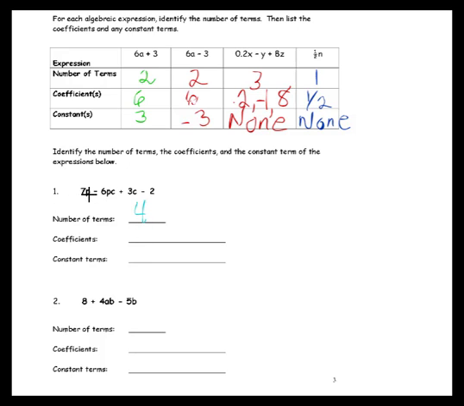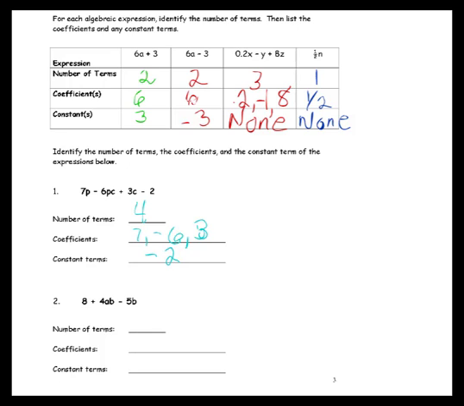What are my coefficients? With p, I have 7. With pc, I have negative 6. With c, I have 3. So that would be my coefficients. I just have 3 coefficients. And then my constant term would be negative 2. And remember, if it's a subtraction, you're bringing that negative sign along to keep it the same.